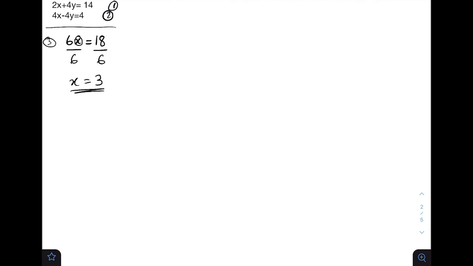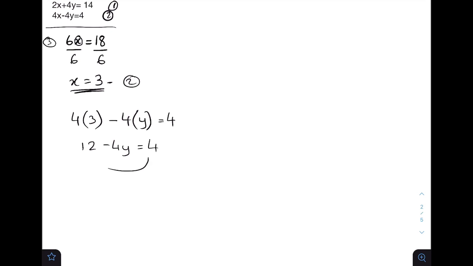So what we can do now is sub this into equation 2. So let's sub it in. So 4 multiplied by 3, which is the value of x now, minus 4, and then we don't know y yet, so I'm just going to leave it as it is, equal to 4. So that will be 12 minus 4y is equal to 4.